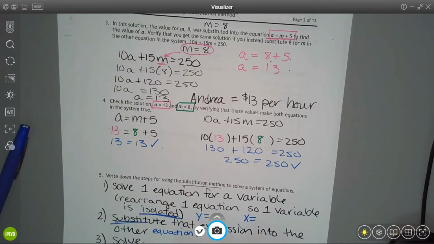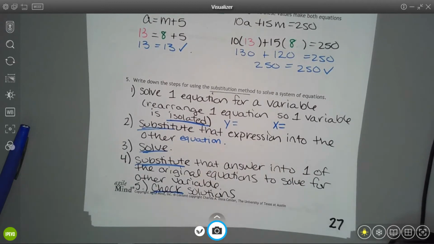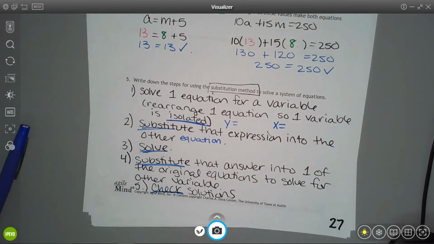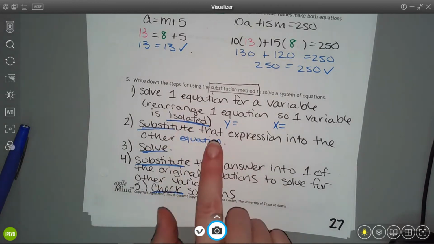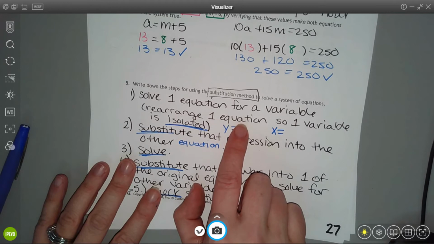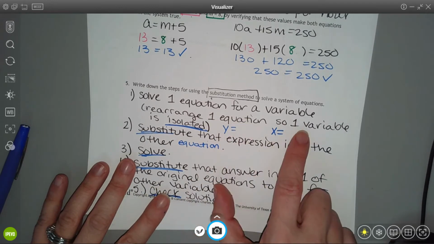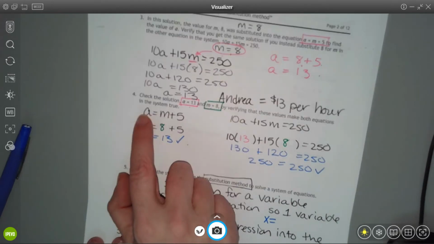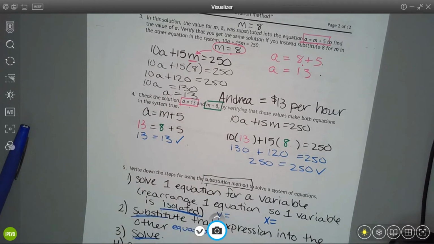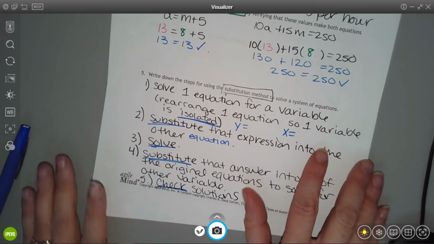Our steps for solving systems of equations using the substitution method: we're going to solve one equation for a variable. That simply means rearrange it so one equation has one variable isolated. This is like our A equals M plus 5. This A is isolated. That's what we want. If it's not, we have to do it.